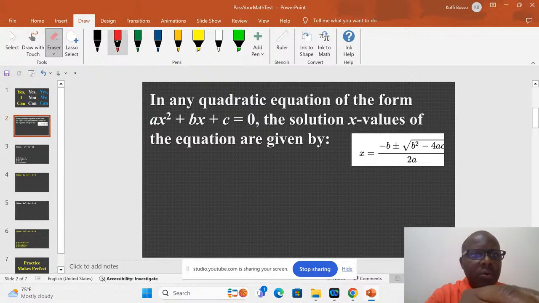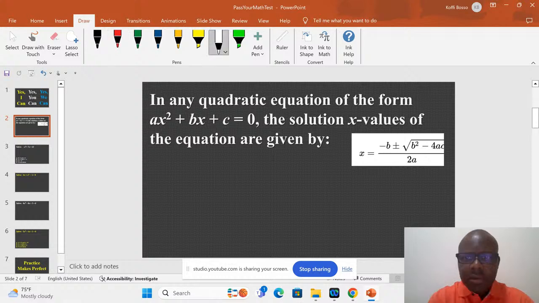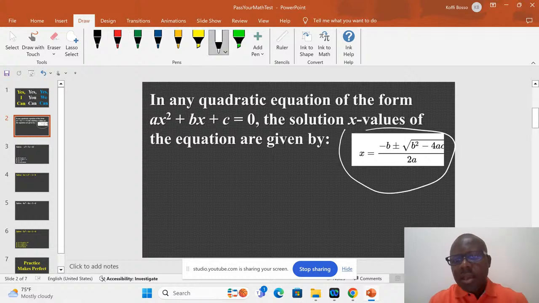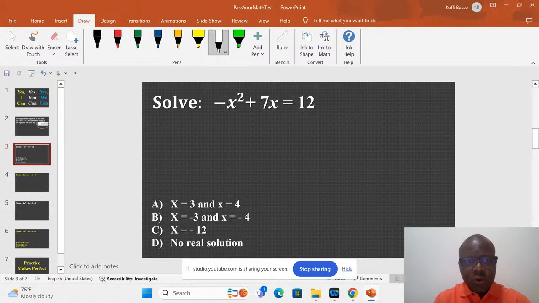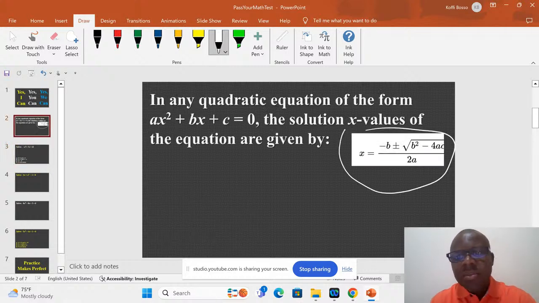Okay, so we have here, let's highlight this one here. X is equal to negative b plus minus square root of b squared minus 4ac divided by 2a. Now you have to understand that when they give you the equation to solve using quadratic equation, like here, they say solve negative x squared plus 7x is equal to 12. To use the formula, we have to know what is a, what is b, what is c, because we need to replace this in the formula.